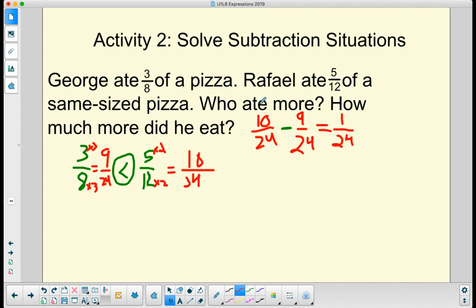Now, I have to answer the question, who ate more? So the person that ate 5/12 of a pizza ate more. So Raphael is the answer to the first question. And the answer to my second question, how much more did he eat? 1/24 of a pizza.